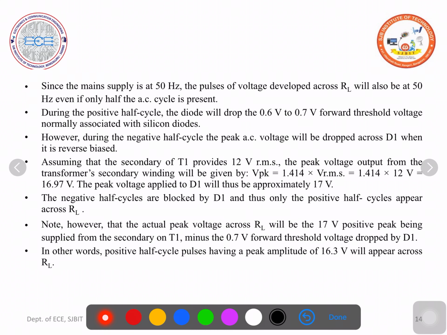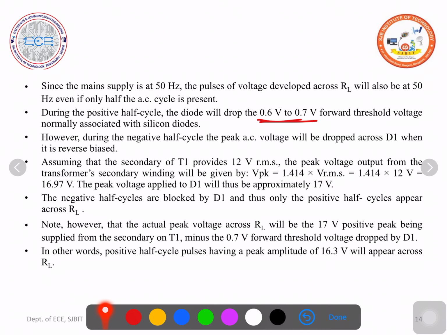If you consider the diode as a practical diode, the voltage drop across that diode will be 0.6 volts or 0.7 volts whenever it is forward biased. During the negative half cycle, the diode is reverse biased, so the output voltage will be 0. Assuming that the secondary of T1 provides 12 volts RMS, root mean square value, the peak voltage output from the transformer secondary winding is given by V peak equals root 2 times Vrms. Peak voltage is always root 2 times Vrms.